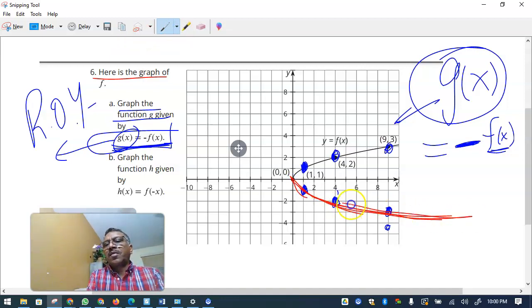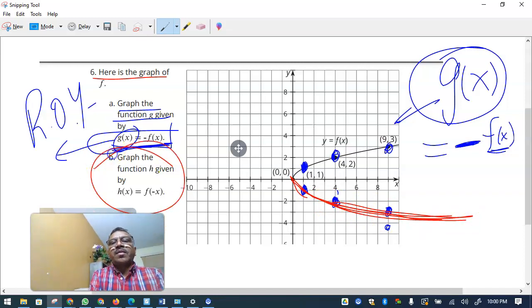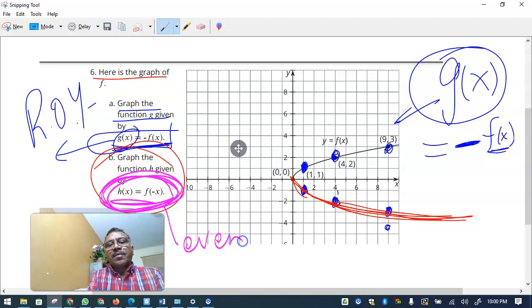So this is the G graph. The second part is, where is the H graph? Let me do it right here. The H graph says, this part is nothing but a definition of even function or reflection over the y-axis.